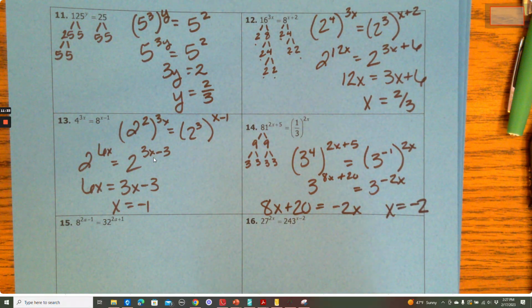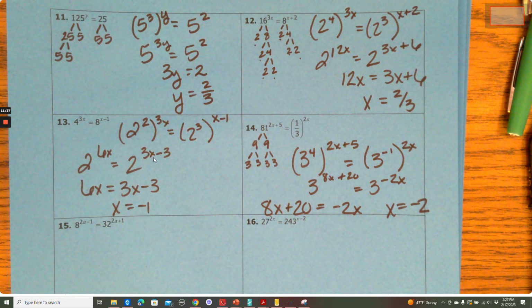And so what I'm going to do is I'm going to leave the rest. If you would like to work through the rest, I'm more than happy to check them for you. But I'm just going to stop there for time. Again, you're trying to make the bases the same so that you can set the exponents equal to each other.